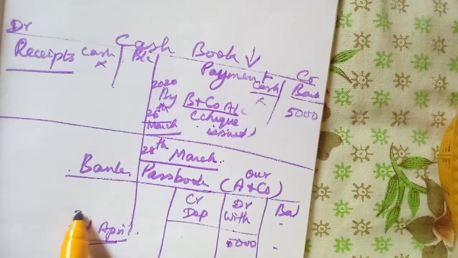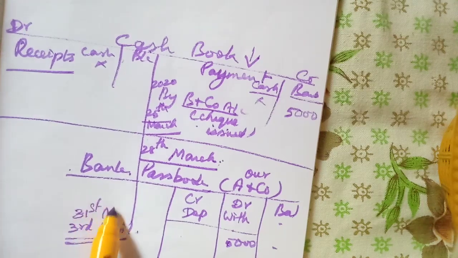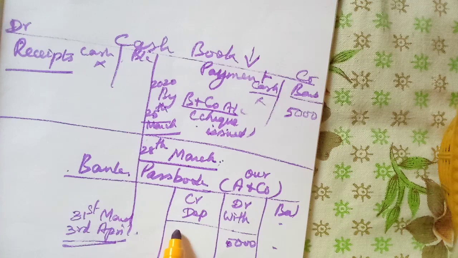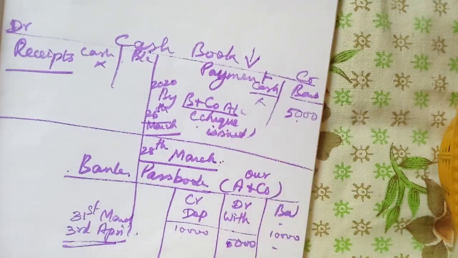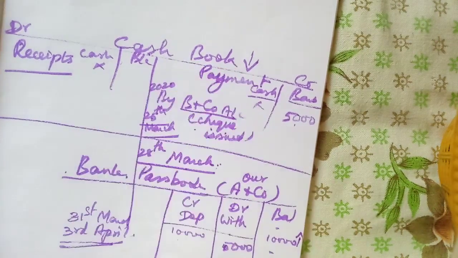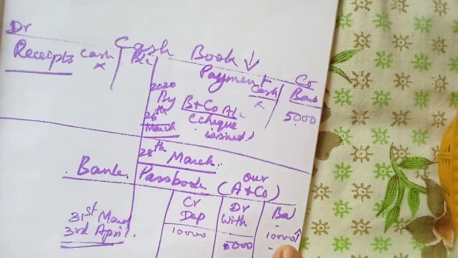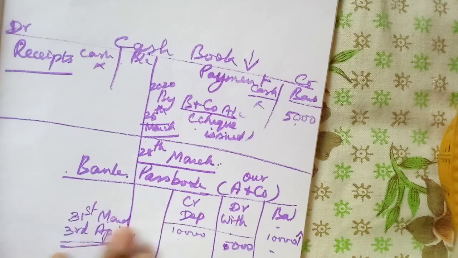At the end of the year, 31st March, say we deposit 10,000, here it will show 10,000, but here we have already credited this one. Here the bank has not debited the 5,000, so the bank balance will be more. You see, the cash book shows less balance, the bank passbook shows more balance. Understood? That is why this difference occurs.